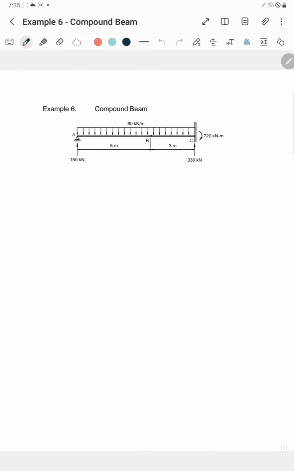Ngayong meron na tayong mga reactions, ang susunod na gagawin ay mag-assume tayo ng elastic curve. So ito na yung elastic curve. Ito yung points A, B, and C. Simulan muna natin sa C to B. So the direction is left.